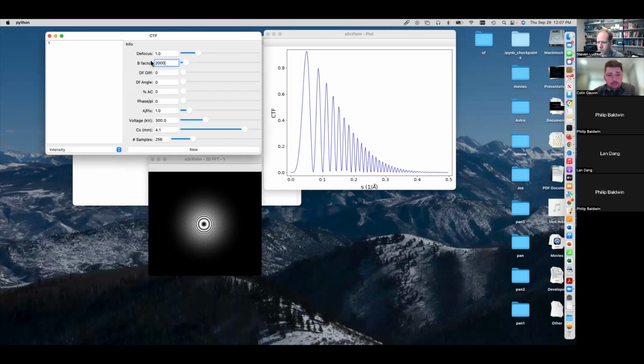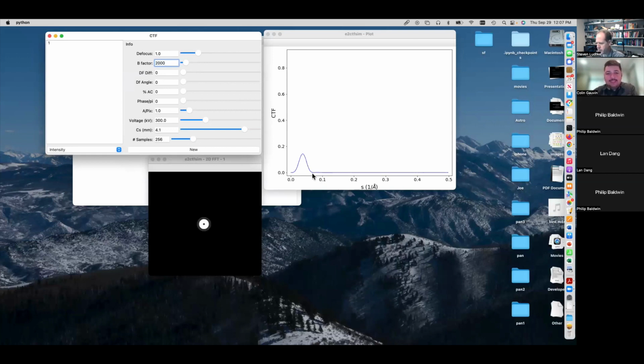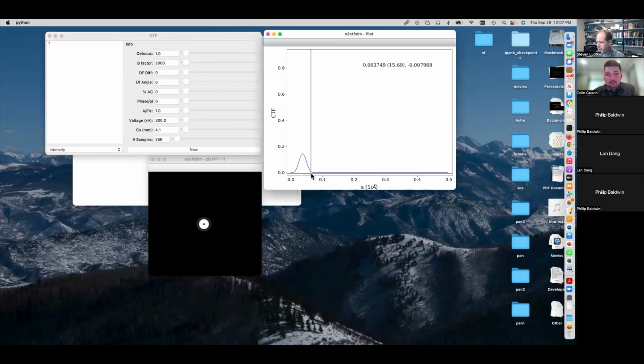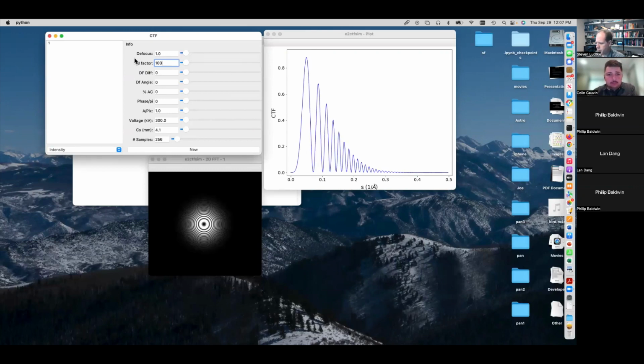So if we put 2,000 in there or something, you can see the B factor decays already at 15 angstroms or something. So typically we'd be more in this range. Then here we've got defocus difference and defocus angle. That would be for astigmatism.